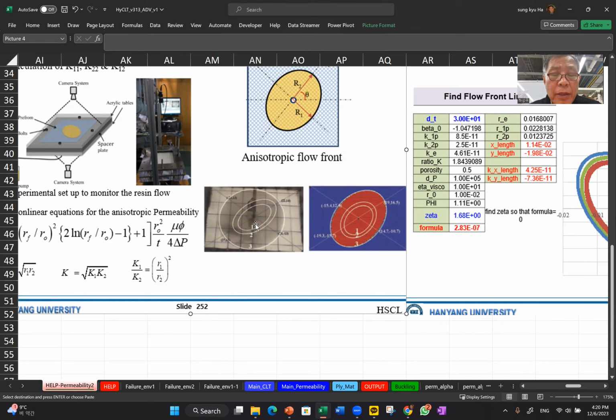And we have many layup sequences. This is a very typical, very useful methodology to measure the permeability of this laminate in two directions. With just one test, we can measure the two directional permeabilities, K1 and K2.